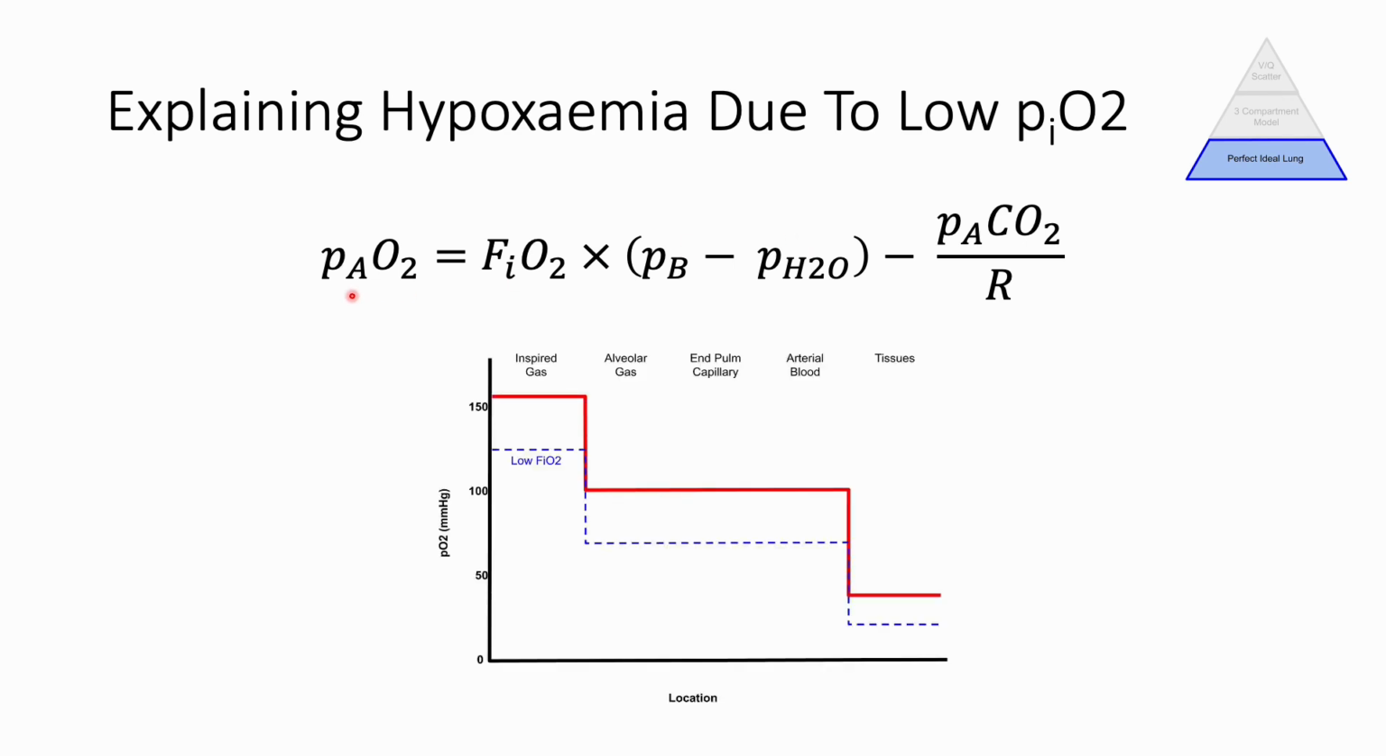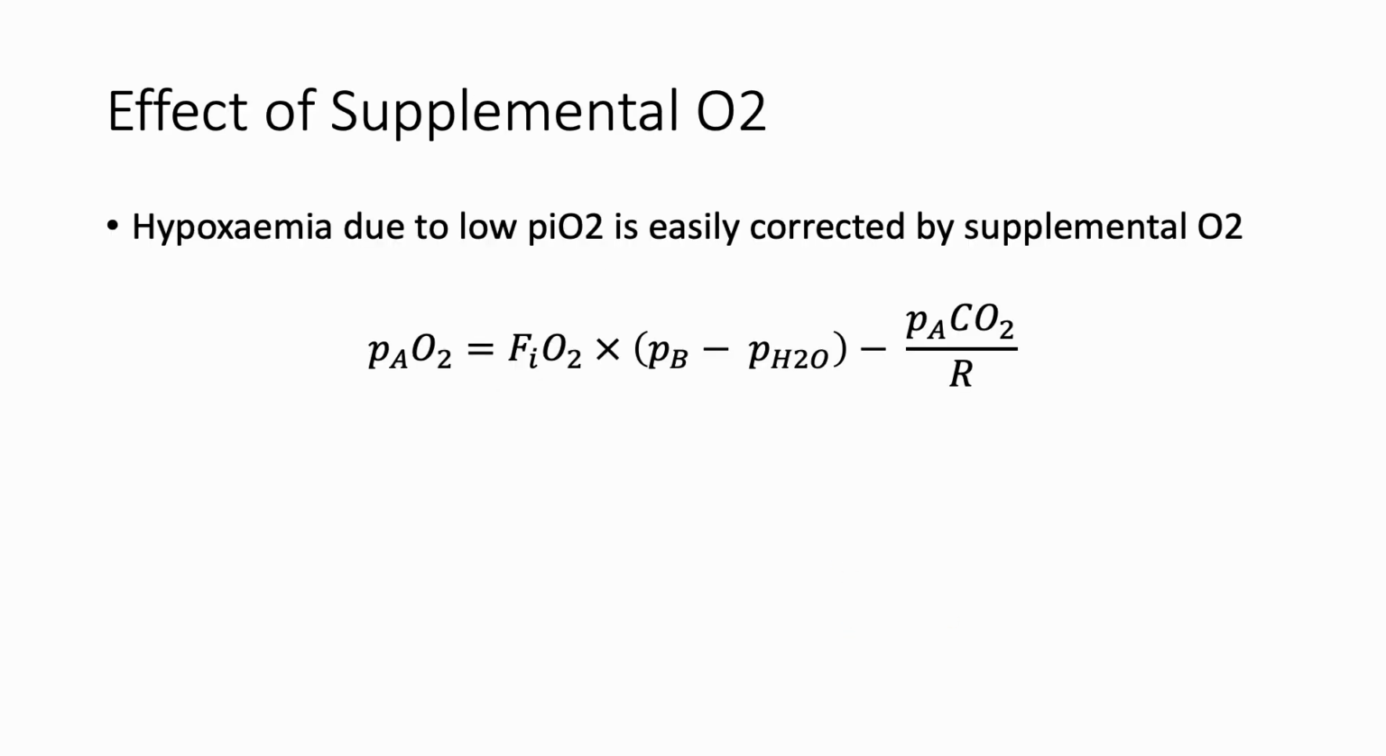And if we were to look at this using the oxygen cascade, it means that our first step, the inspired PO2, is low, and so everything subsequent to that will be low, potentially causing hypoxemia and hypoxia. Hypoxemia due to a low inspired PO2 corrects very easily by giving supplemental oxygen. And again, we can use the alveolar gas equation to illustrate this: if we're giving supplemental oxygen, we're increasing the FiO2, and we are essentially directly correcting the problem by increasing the inspired PO2.